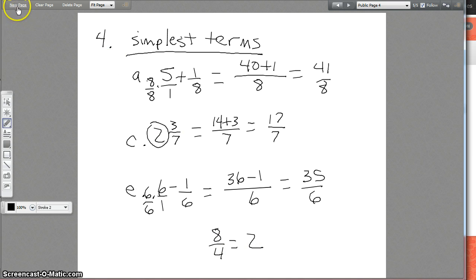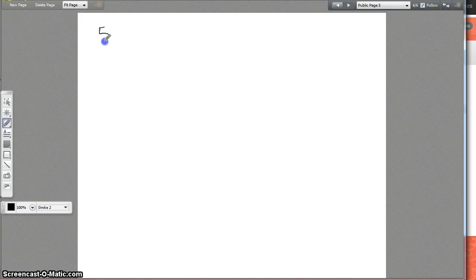Okay, so the next one we're going to look at is number 5. Number 5 also says write each of the following as a fraction in simplest terms. You have to reduce your fraction. You aren't done if you haven't reduced your fraction. So this is just like number 4, only we have x's thrown in this time.